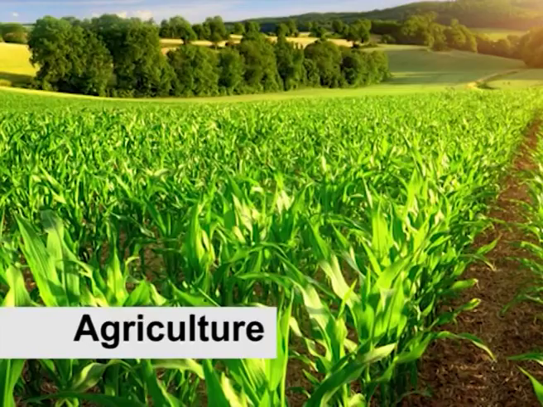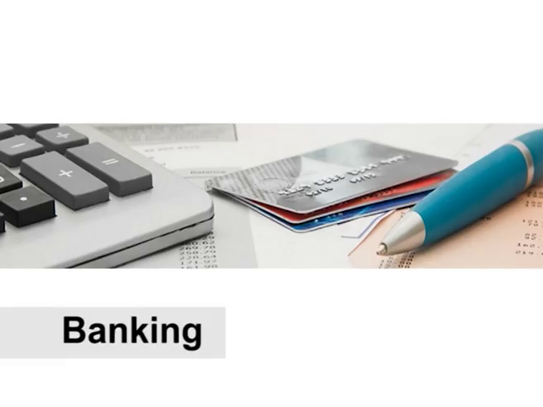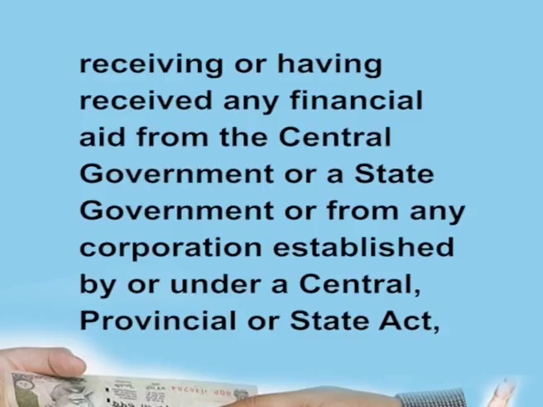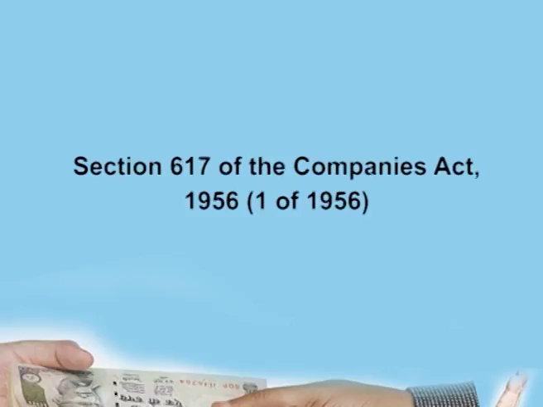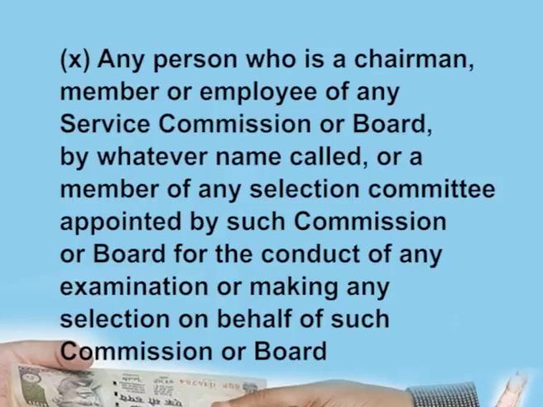9. Any person who is the president, secretary or other office bearer of a registered cooperative society engaged in agriculture, industry, trade or banking, receiving or having received any financial aid from the central government or a state government or from any corporation established by or under a central, provincial or state act, or any authority or body owned or controlled or aided by the government or a government company as defined in Section 617 of the Companies Act 1956.